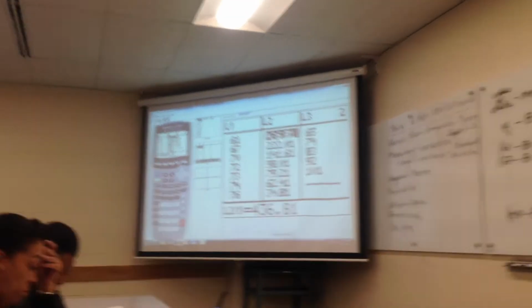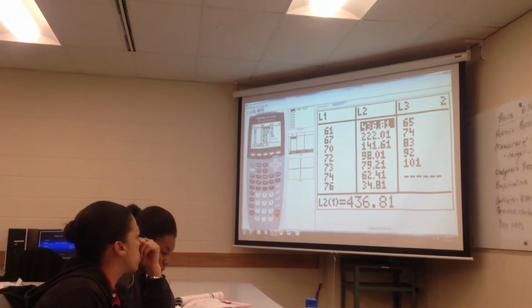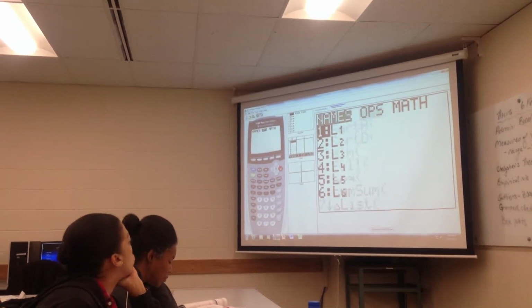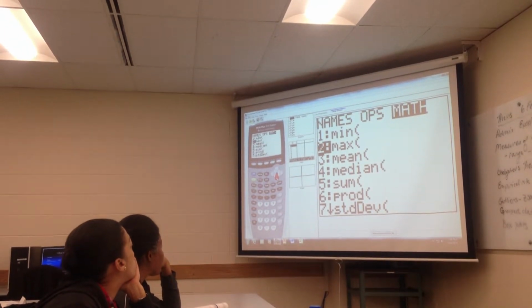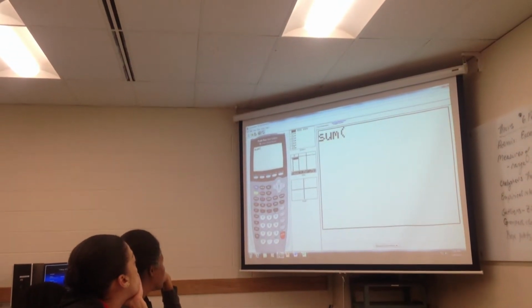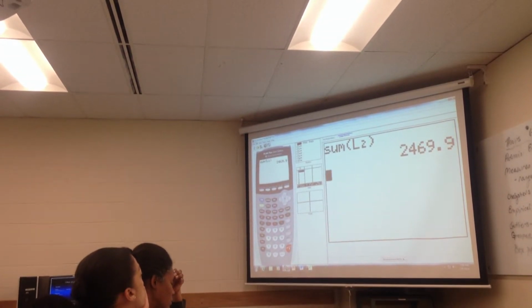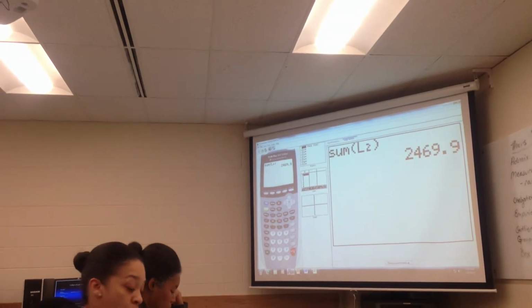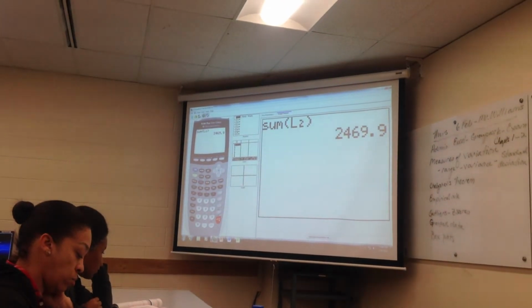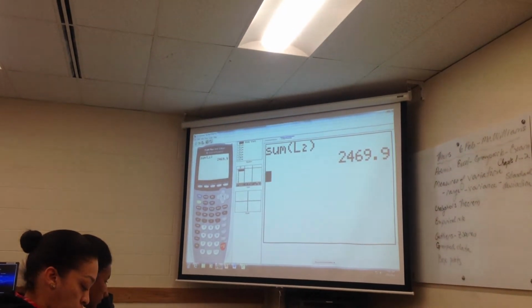Okay, so now I've got list 2, the squares that I want to add up. If I want to add them up, I'm going to quit out of here and go to second list. Remember from the other day, over the math, I want to sum up list 2. Anybody get a number like that? Does that look right? Okay. So what do I have now? That number is the numerator, isn't it? That number is the numerator.